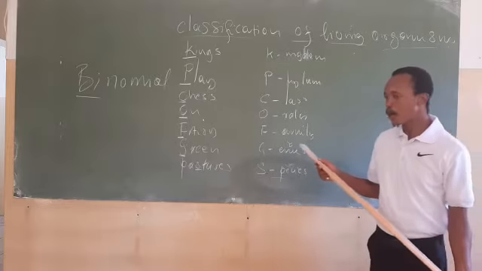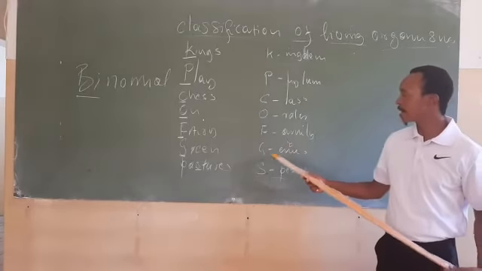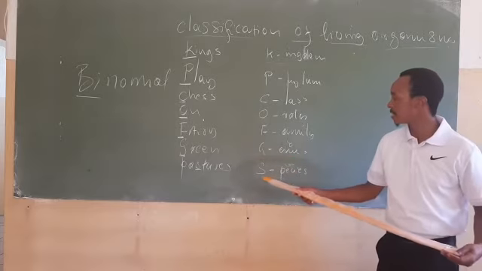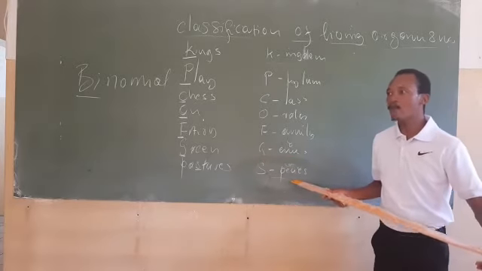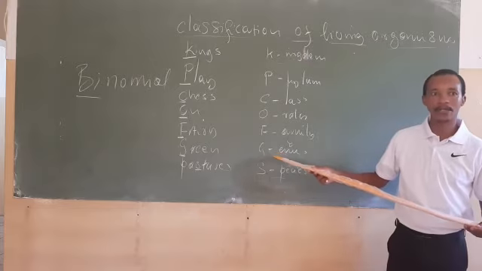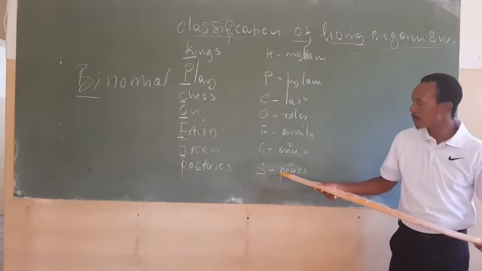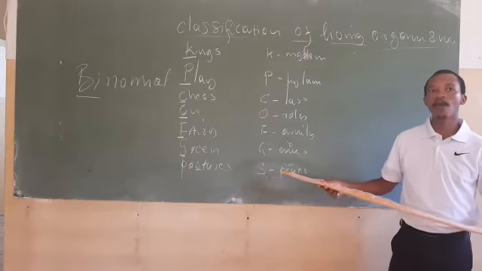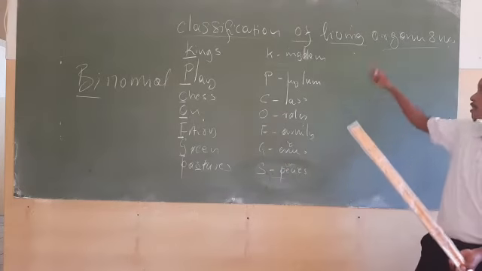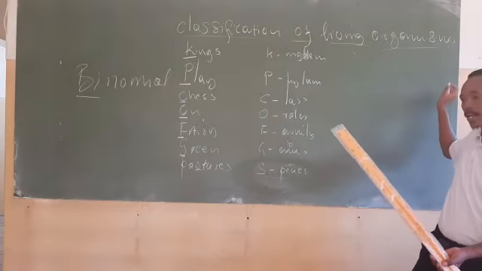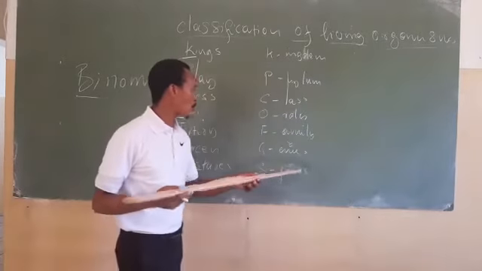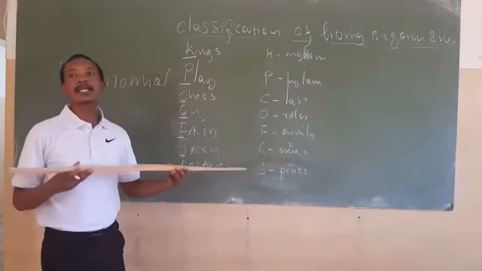When you are naming it, the first word is the genus, then the second word is the species. If you are writing it down, the genus name begins with a capital letter and the species name begins with a small letter. If you are writing with your hand, you just capitalize the first one, then the rest continues. But if you are typing on a computer, you make sure that these are in italics.